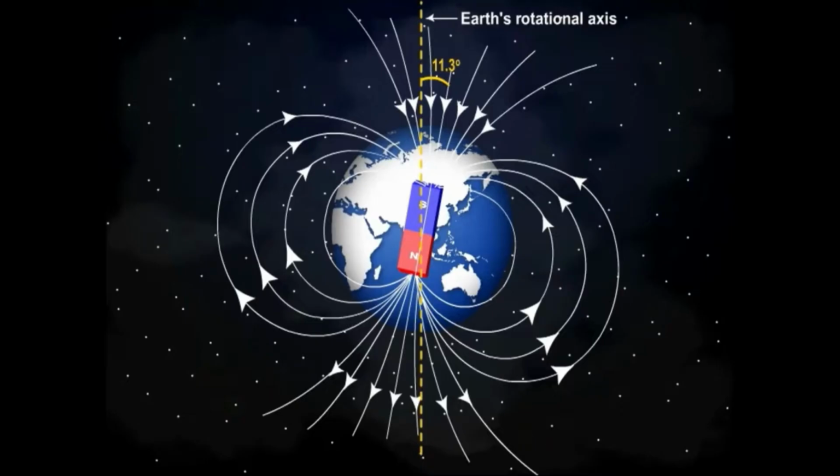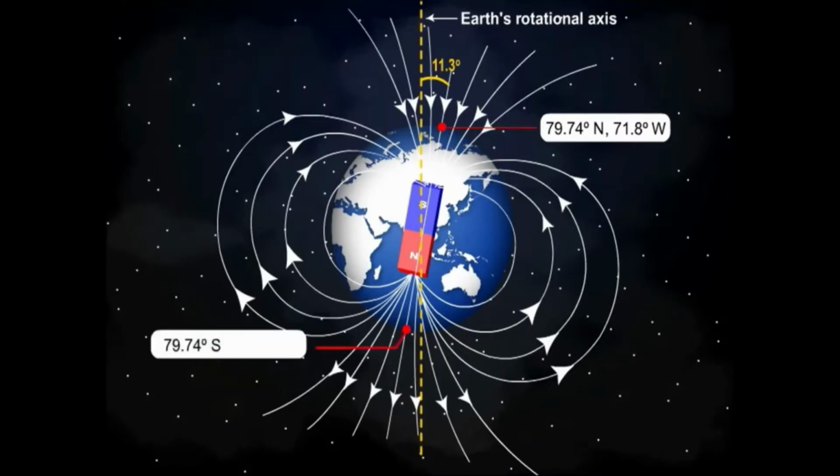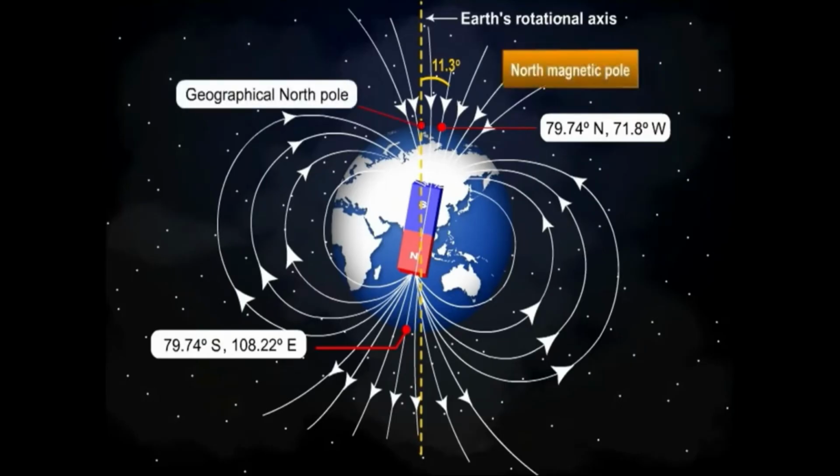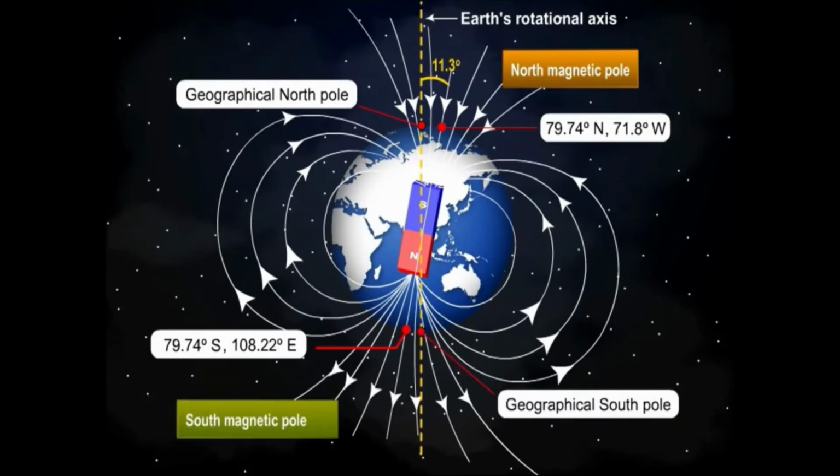Now, the location of the north magnetic pole is at the latitude of 79.74 degrees north and the longitude of 71.8 degrees west. It's a place somewhere in North Canada. And what about the magnetic south pole? It is at 79.74 degrees south and 108.22 degrees east. That is in Antarctica. The pole near the geographic north pole of the Earth is called the North Magnetic Pole. And likewise, the pole near the geographic South Pole is known as the South Magnetic Pole.